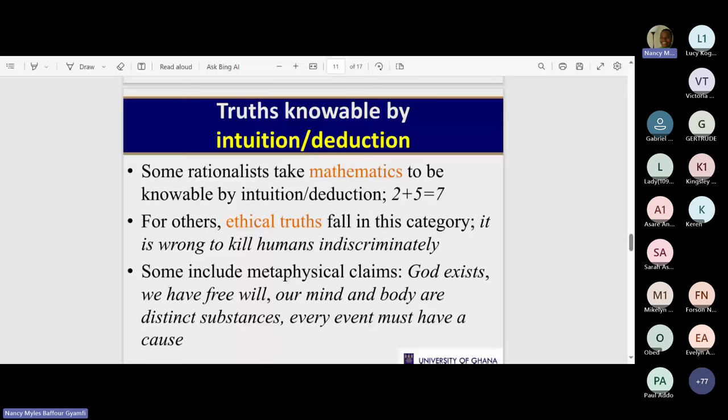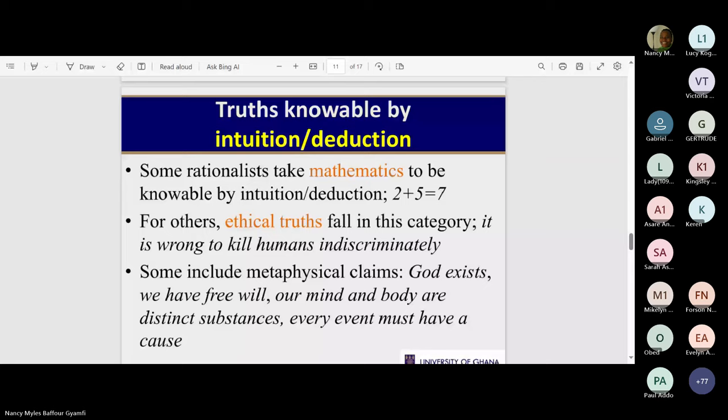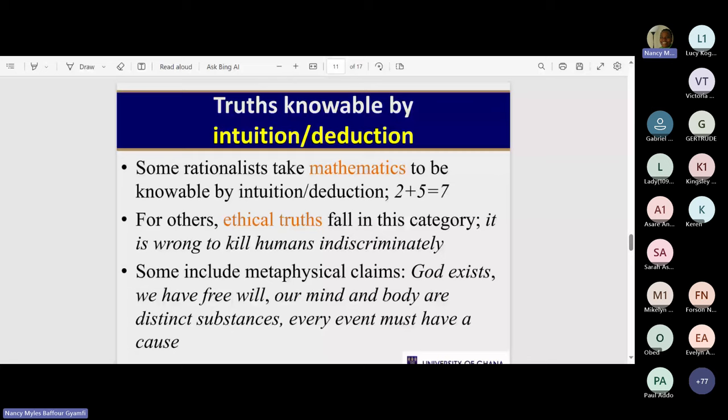So truths that are knowable by intuition and deduction. Some of them are on your screen now, please look. Some are mathematical in nature, the ones we call analytic truths. 2 + 5 = 7. Wherever I see 2 + 5, I'll put 7 there. I know that by intuition: the meaning of 2 and the meaning of 5 will give you 7. I don't need to observe 2 oranges and 5 mangoes before I can count. It only helps me know what is already there.